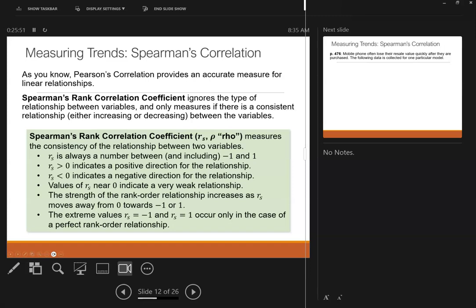So again, R sub s is a number between -1 and 1. Positive values indicate a positive direction in the relationship. Negatives indicate a negative one. Values near 0 indicate a very weak relationship. The strength of our relationship increases as we move away from 0. And those extreme values, -1 and +1, occur only when we have a perfect rank order relationship.